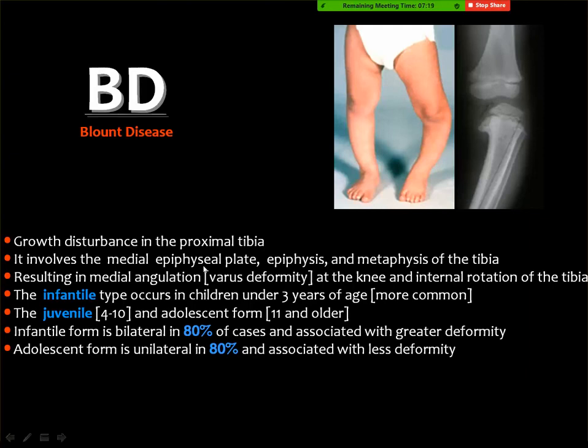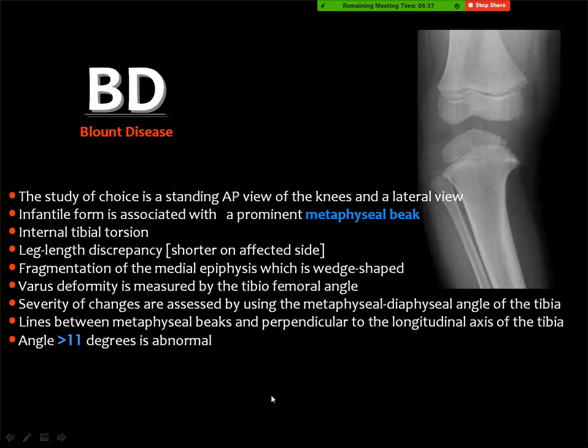It involves the medial epiphyseal plate, the epiphysis, and the metaphysis. This is the area of affection, resulting in medial angulation and the varus deformity, as well as internal rotation of the tibia. There are two forms: the infantile form, which occurs before the age of 3 years, which is more common, and the juvenile form, which occurs around 11 years of age. The infantile form is bilateral in about 80% of the cases. The adolescent form is unilateral in about 80% of the cases.